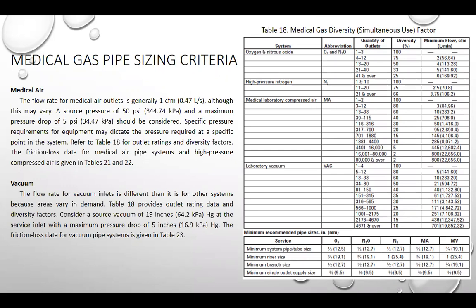The medical flow rate for a medical outlet is generally 1 CFM, although this may vary. A source of 50 PSI, 344.7 kPa, and a maximum pressure drop of 5 PSI should be considered as a safe design value. The specific pressure requirement for equipment may dictate the pressure required at a specific point in the system. Refer to Table 18 for outlet and diversity factor. The friction loss data for the medical air pipe system and high pressure compressed air is at Tables 21 and 22.